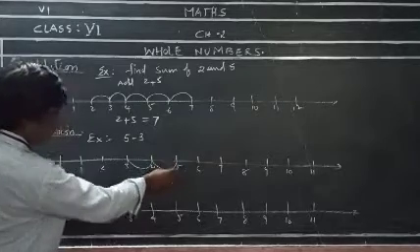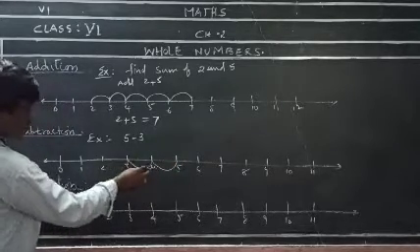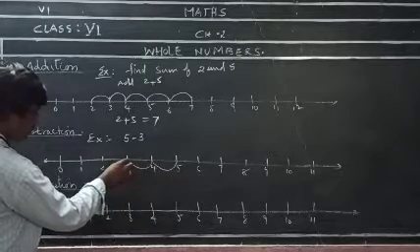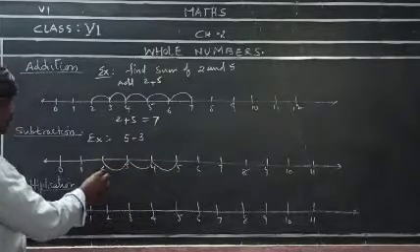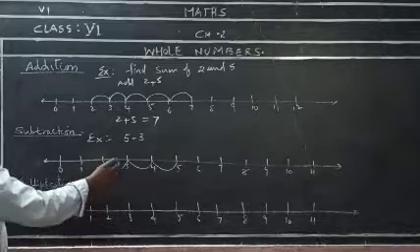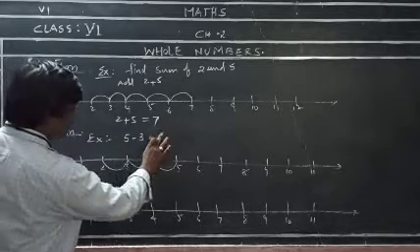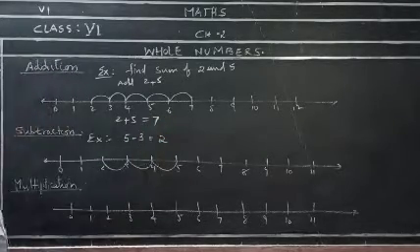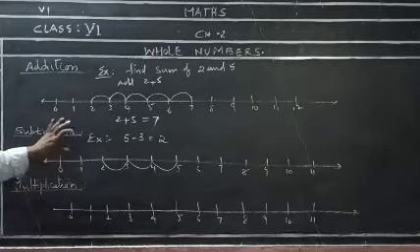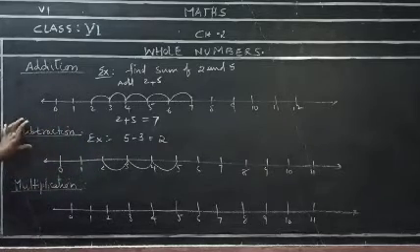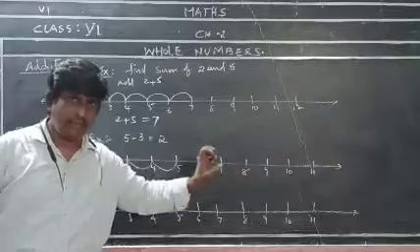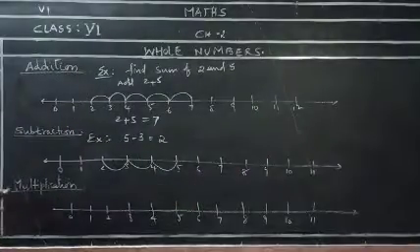That is 5 to 4, 4 to 3. So this is 1 unit. This is 1 unit. Now the third unit, that is here. So what will you get? 2 is the solution, or 2 is the difference of 5 and 3. So in this way we will represent the subtraction on the whole numbers line. Multiplication.